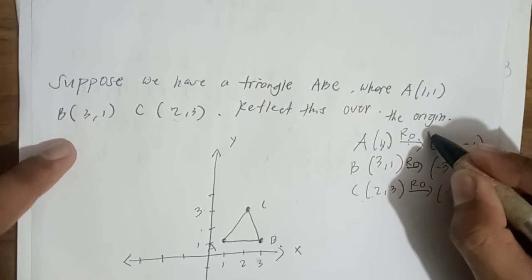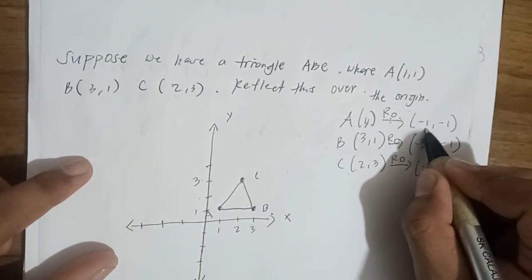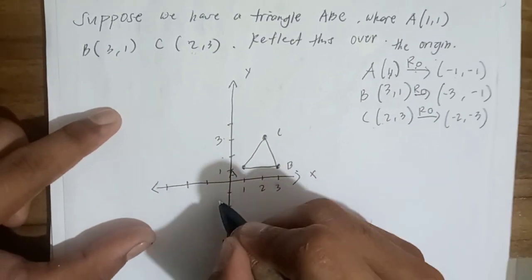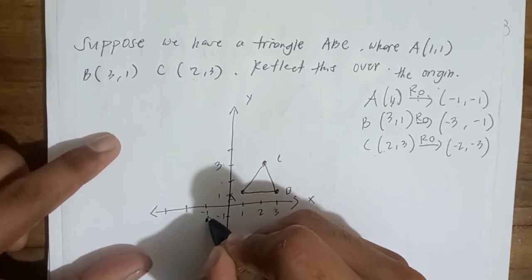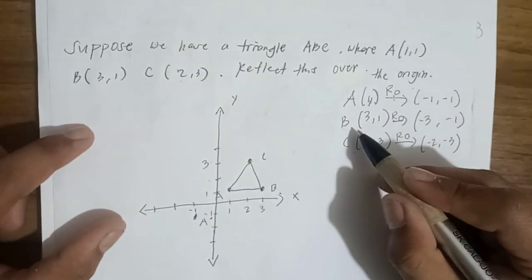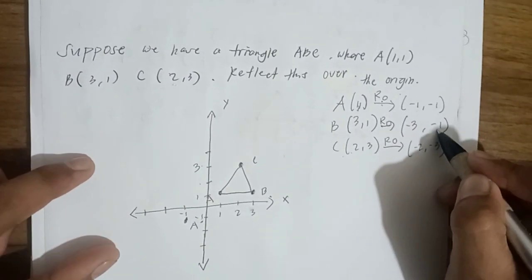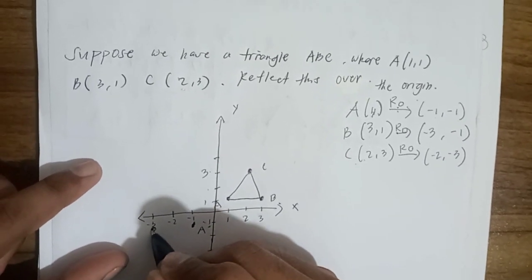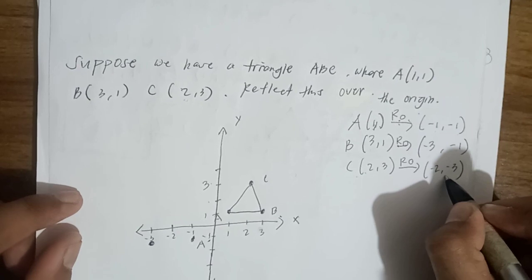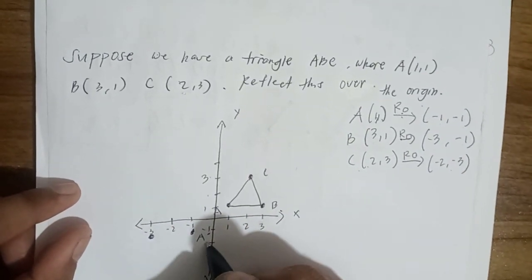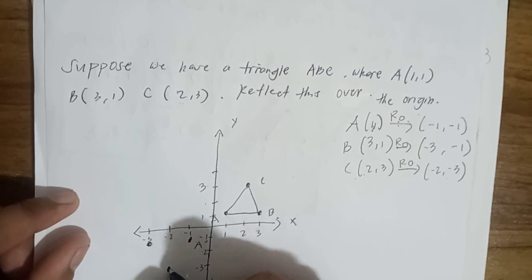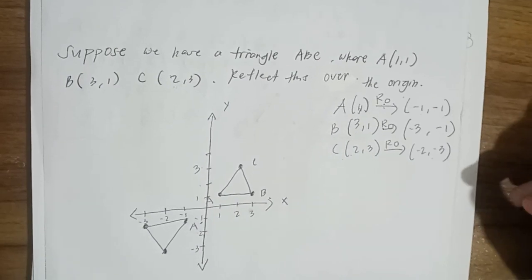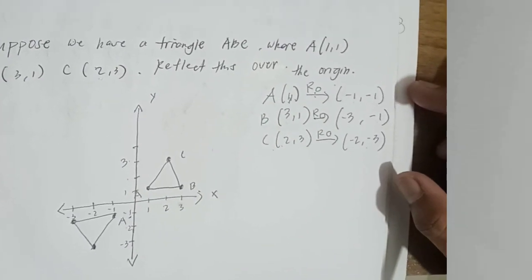Now, let's plot these new points. Point A, we have a new point (-1, -1). Point B, we have (-3, -1). More or less, it's over here. Point C, we have (-2, -3). Now, this is what it looks like when we reflect a point over the origin.